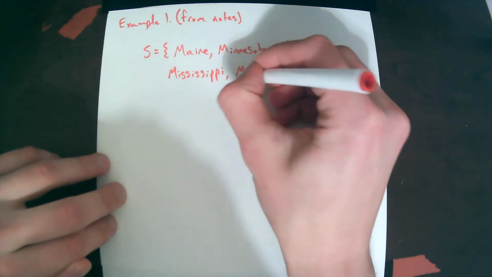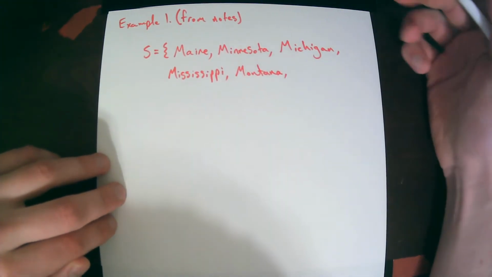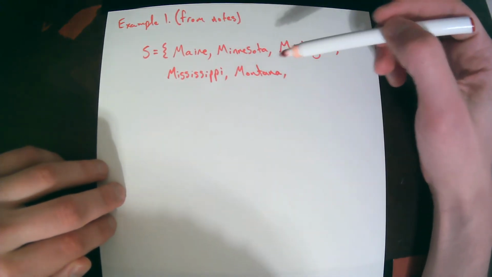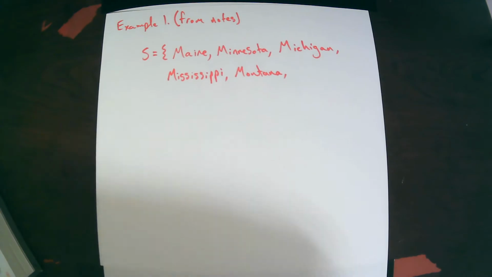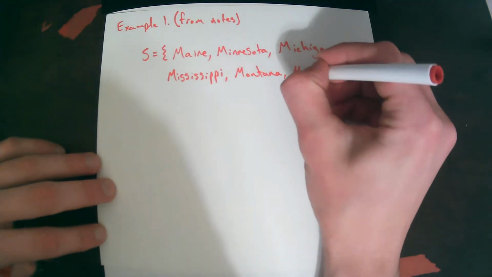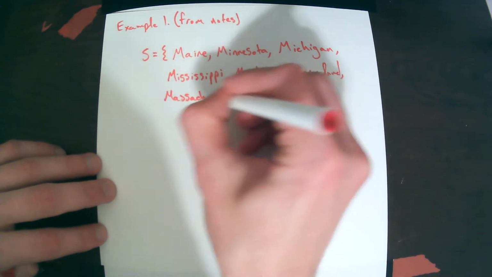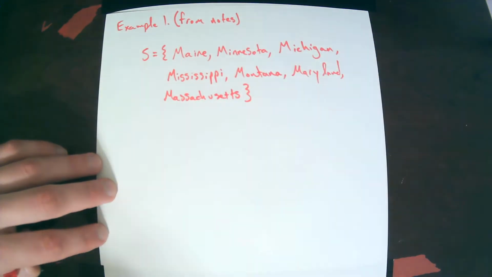Let's see, Montana. I feel like there's 7. I'm missing one. Or, no, I'm missing 2. Let's see, it's probably driving you guys crazy because you're probably thinking of it. Minnesota, Michigan, Mississippi, Montana. Oh, isn't there another one up north? Let's see. Oh yeah, I'm missing 2. Maryland and Massachusetts. Maryland. Sorry about that. Massachusetts. 2 T's. There we go.